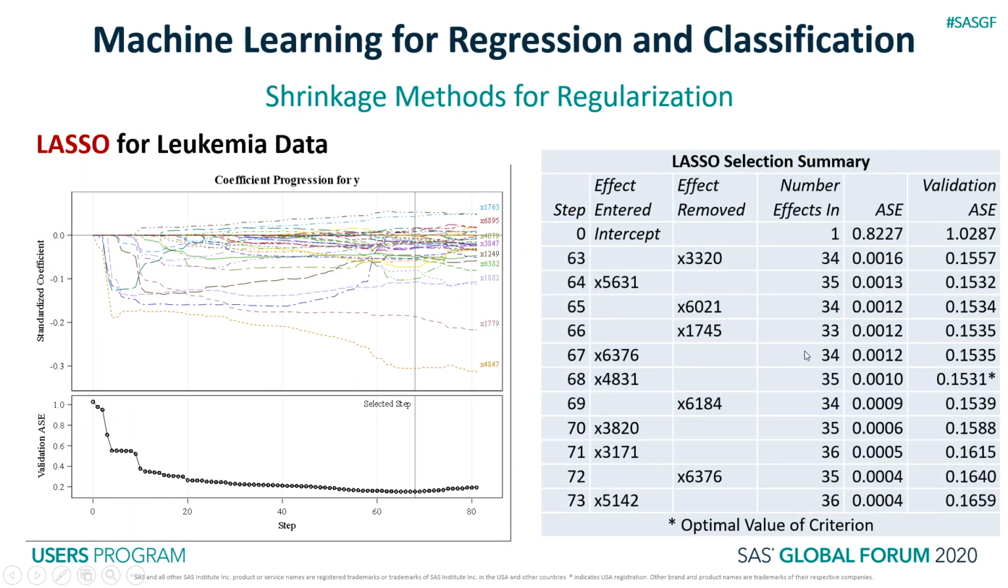So here's what happens with LASSO. After 73 steps, the model is completely saturated, by which I mean the residual sum of squares has dropped to 0. At that point, the LASSO just stops. It can't go any further. The optimal model, as selected by the average squared error on the validation data set, occurred at step 68. And you can see that on the validation data set, the squared error there was 0.1531. That is indeed a minimum.